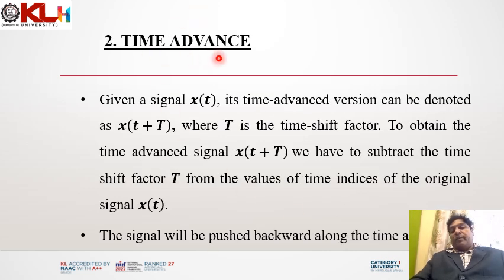Now, next operation is time advance. The time advanced version of the signal is denoted by x of t plus capital T. Now here we have to subtract the shift factor capital T from the time values of the original signal. Since we are subtracting the time shift factor, the signal is now going to be pushed backward. Since the signal is pushed backward, it means that the signal is time advanced. So the signal started earlier. So the signal advance means the signal was pushed backwards.